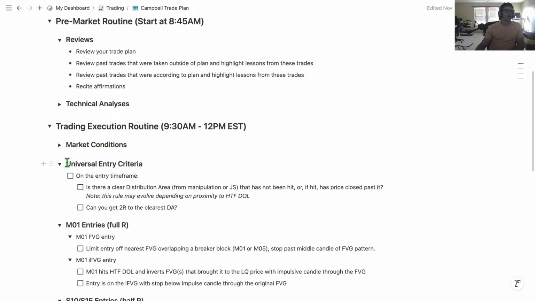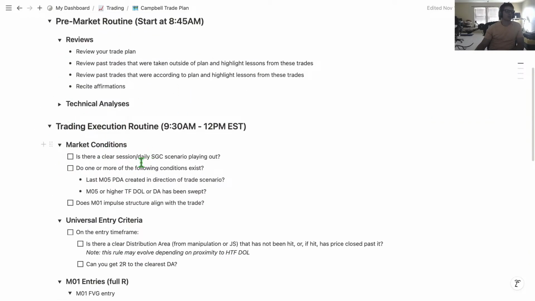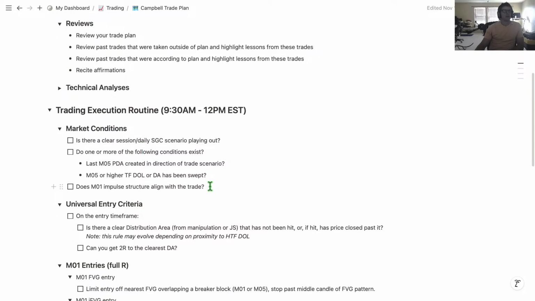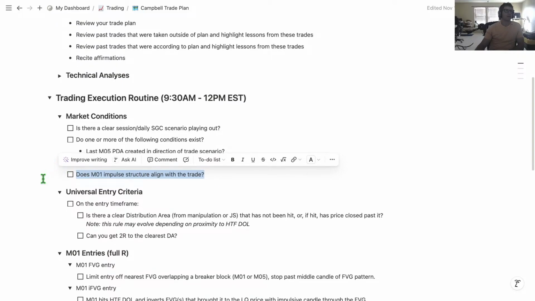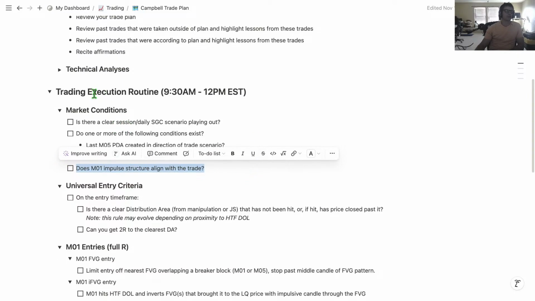And then when the market opens, I look to see if those scenarios are playing out. And if they are, I wait for effectively M1 impulse structure to align with the trade, and then trade with that impulse structure in the direction of the higher time frame objectives.